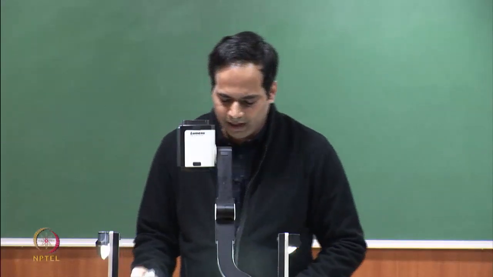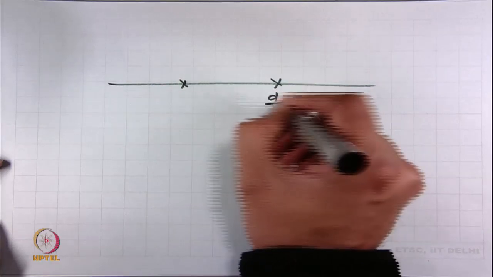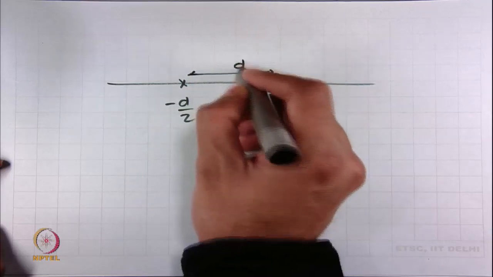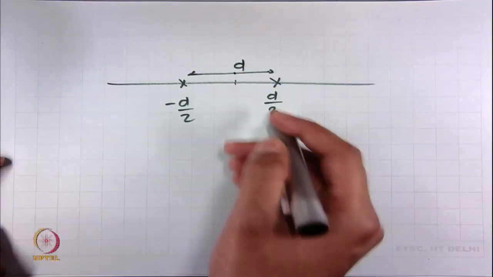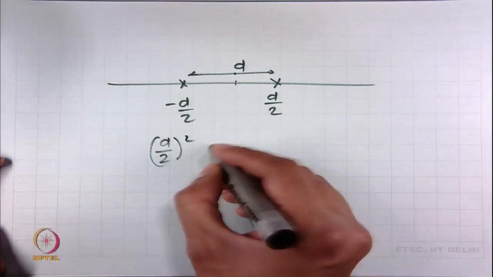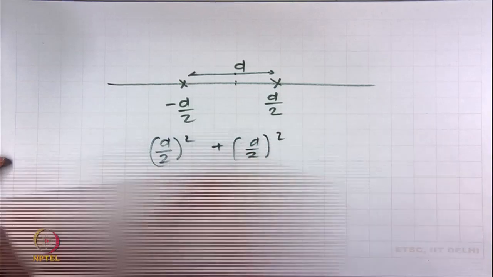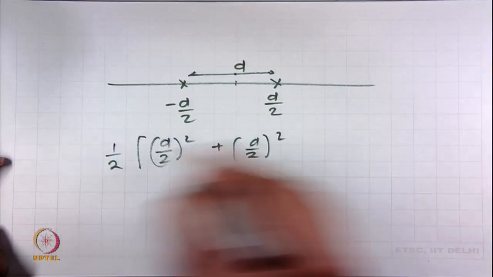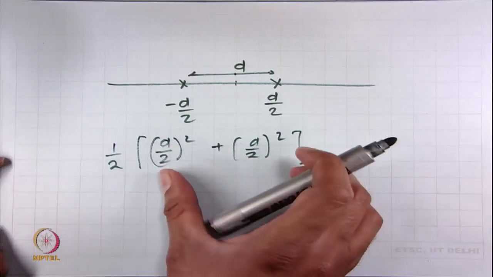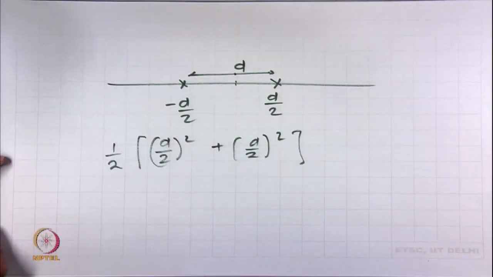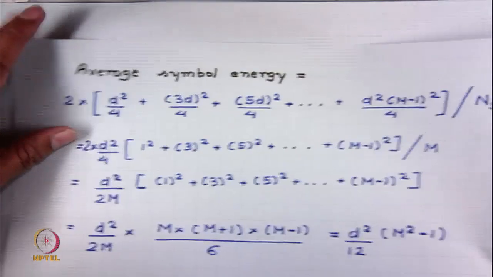Suppose I have two symbols located at d by 2 and minus d by 2 with a distance of d. What is the energy of this symbol? It is d by 2 square. What is the energy of this symbol? It is again d by 2 square. And what is the average energy? So, there are two symbols, thus we divide by 2. So, this will give me the average symbol energy of this constellation, right. Similarly, I can find the average symbol energy of this constellation.